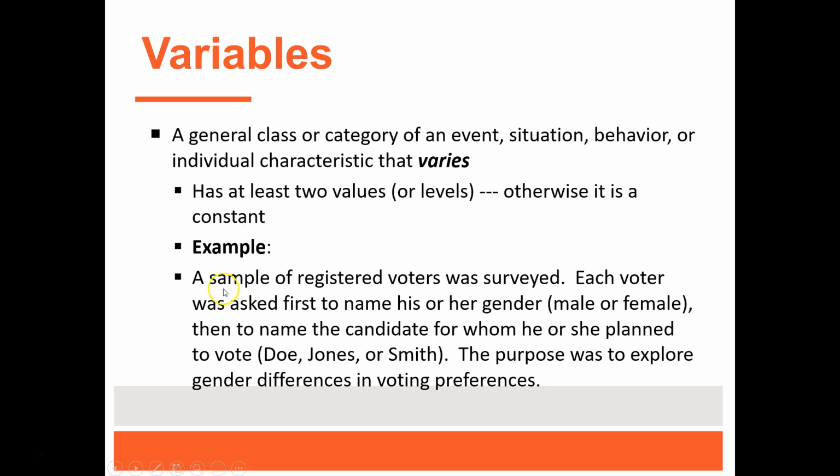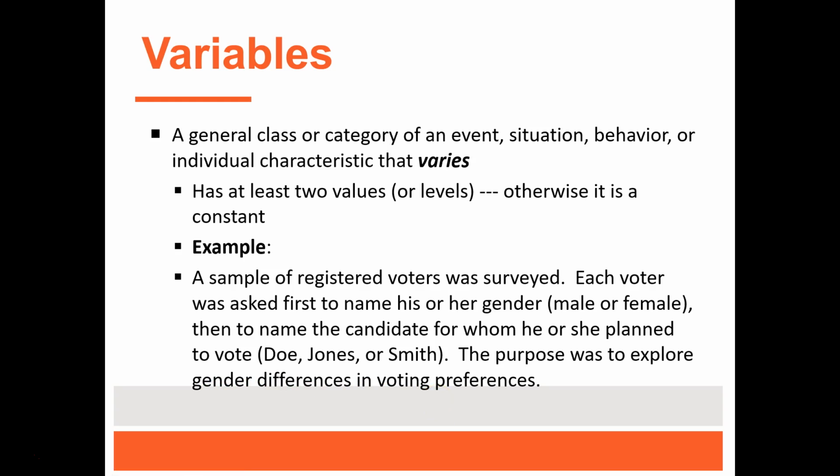So, in this example, a sample of registered voters was surveyed. Each voter was first asked to name his or her gender, and the choices were male or female, and then to name the candidate for whom he or she planned to vote, Doe, Jones, or Smith. And the purpose was to explore gender differences in voting preferences.